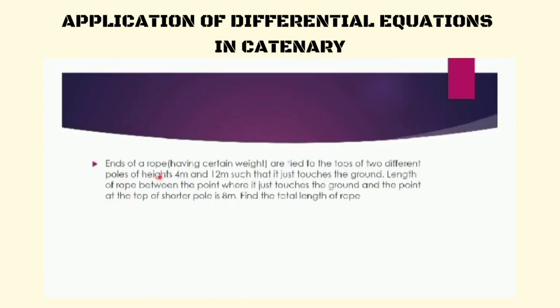Today we are going to solve catenary problems in application of the differential equation. Here is the problem. Ends of a rope having a certain weight are tied to the tops of two different poles of height 4 meters and 12 meters such that it touches the ground, and the length of the rope between the two points, where it just touches the ground and the top of the shorter pole, is 8 meters. We are tasked to find the total length of the rope.